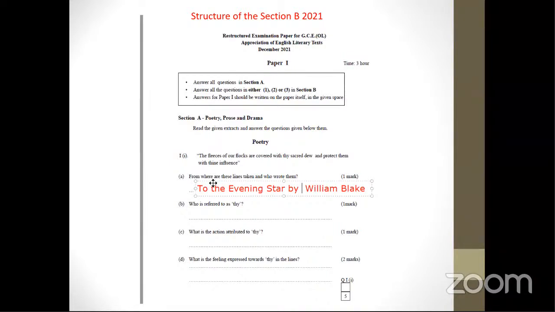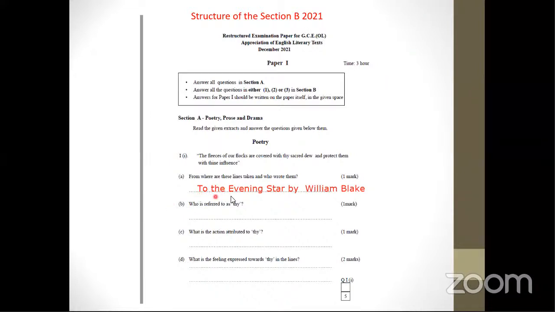Some even write that. If you want, you can say, To the Evening Star, William Blake. That's enough. But sometimes what happens, you go into writing a long answer, like this is an extract taken from To the Evening Star. In the marking, we see they are writing long lines, and then in the answer, you don't have the needed capitalization.